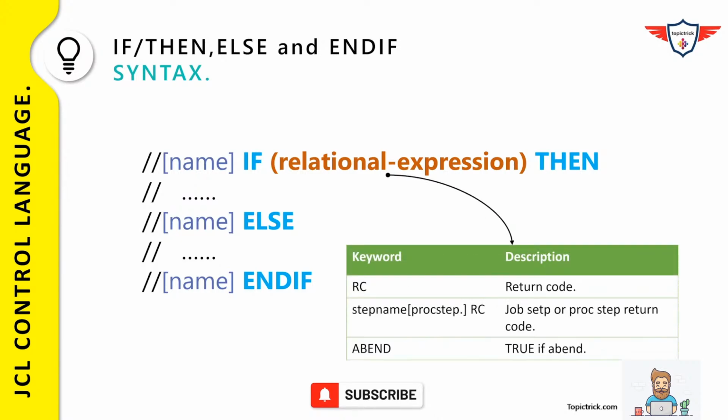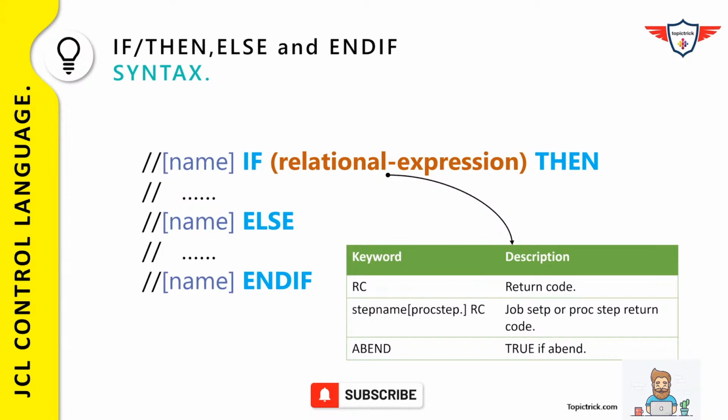So here's the syntax of IF THEN ELSE statement. To begin the conditional execution, you have to code IF statement followed by the condition that you want to test. After the condition, you have to code THEN clause followed by whatever JCL statement you want to execute if the condition is true. And if required, you can code ELSE statement followed by whatever JCL statements you want to execute in case the condition is false. And finally, you end the conditional structure with ENDIF.